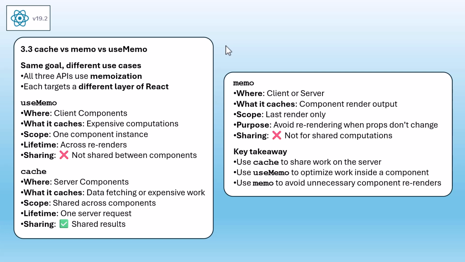Cache is intended for server components. It memoizes work such as data fetching or expensive calculations, and the cached results can be shared across multiple components. The cache resets for every server request. memo is used to prevent unnecessary component re-renders when props have not changed. It memoizes the rendered output of a component, not arbitrary computations. It only caches the most recent render.